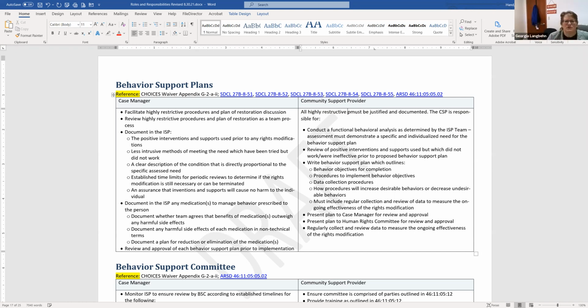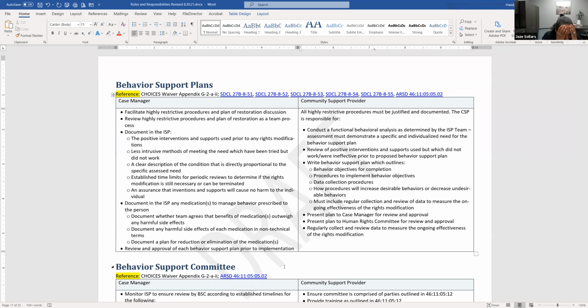I don't understand that change you're making. Why are you saying just highly restrictive? Because the behavior support plan and behavior support committee is not required. So if there's a rights restriction on food, for example, that's not required to be reviewed by the behavior support committee. They have to review any plan that includes highly restrictive measures. So physical restraint, mechanical, chemical, timeout, anything like that.